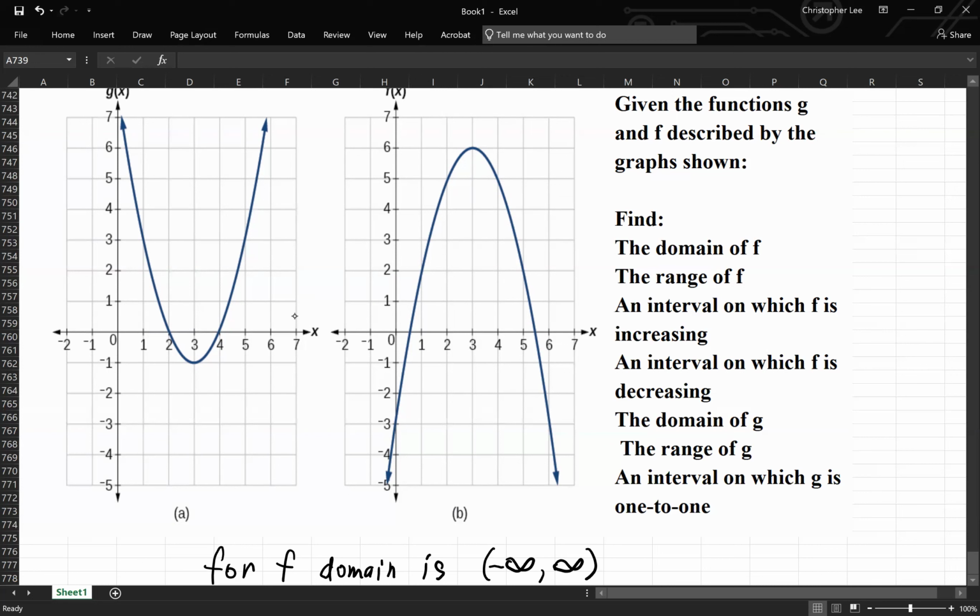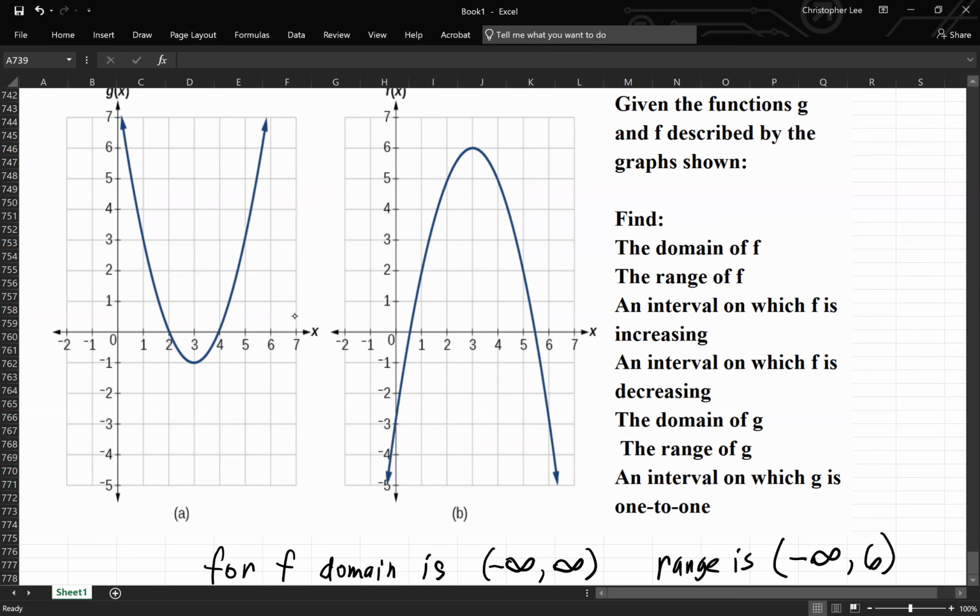They want the range of f, no problem. Right? So for the range, you notice that this is a downward facing opening parabola, so we have a maximum. You go from the maximum down to negative infinity, or actually it's the reverse, negative infinity up to the maximum, right? So what do we have? We have a maximum at 6, so this is going to be from negative infinity up to 6. That's your range.